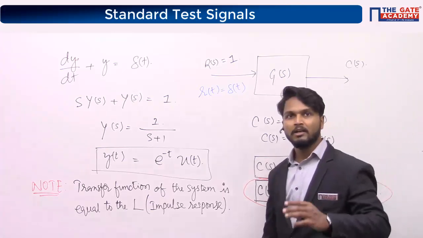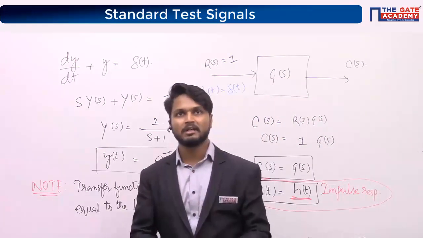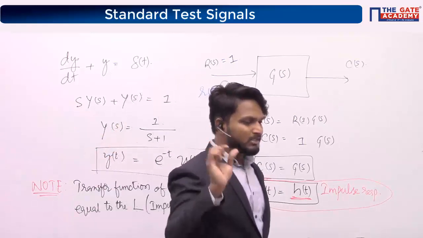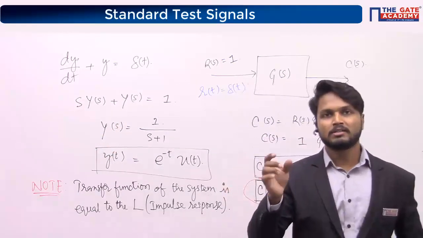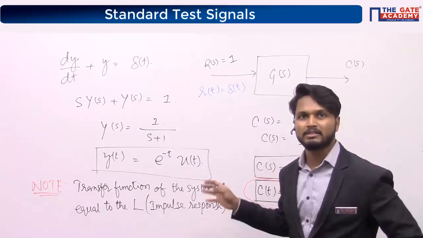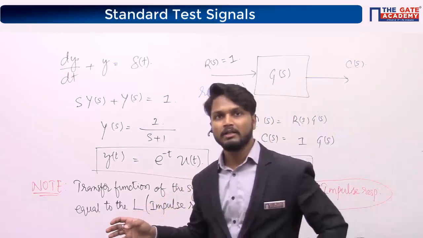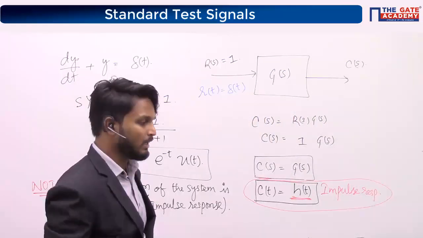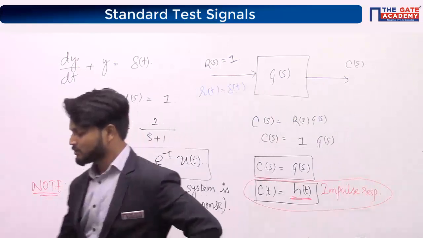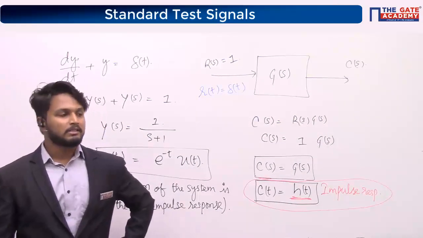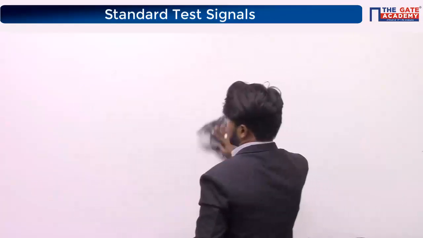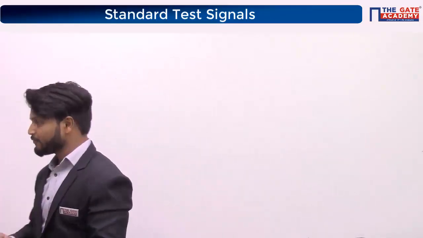This is fine, right? So this is a must remember point: the Laplace transform of impulse response of any system is equal to its transfer function, right? Laplace transform of impulse response is nothing but transfer function of the system. Is it clear? So let us solve an example here.